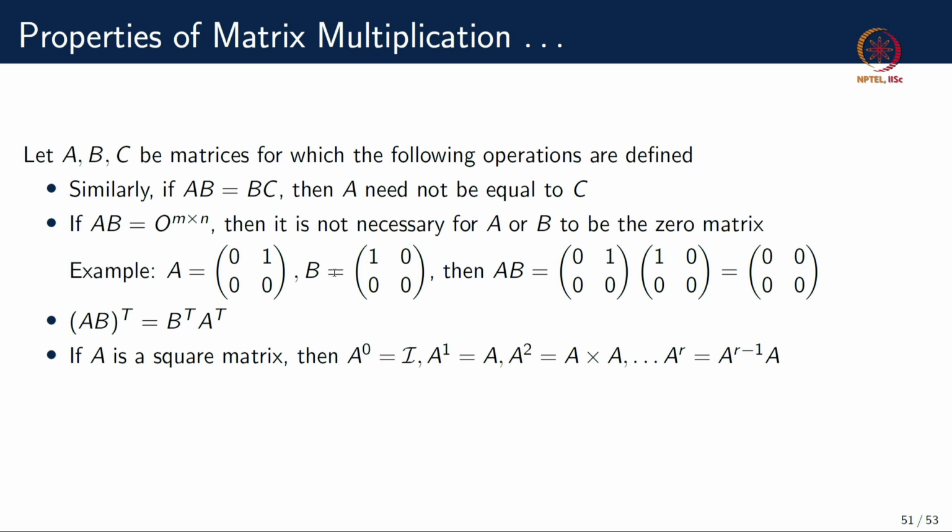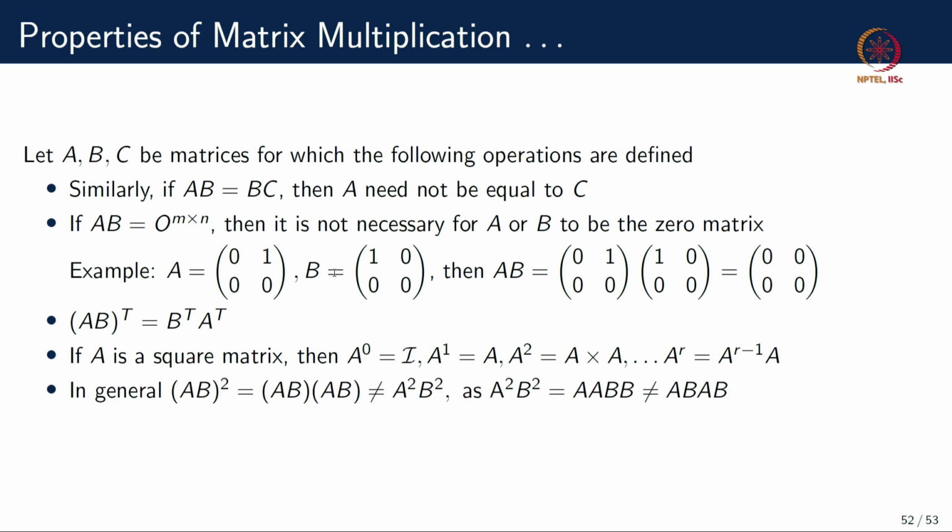In the case of real numbers, we know that (xy) whole squared is equal to x squared y squared. However, again in matrices this is not true. In general, (AB) whole squared is equal to AB into AB, but it is not equal to A squared into B squared, as A squared into B squared is equal to A into A into B into B, which is not equal to A into B into A into B. The order in which we do the matrix multiplication matters.